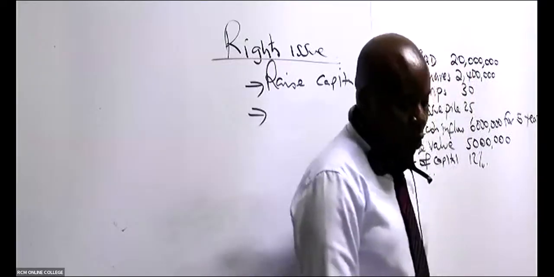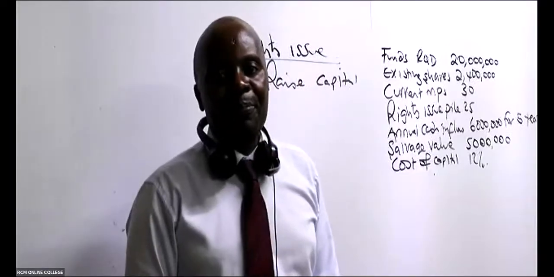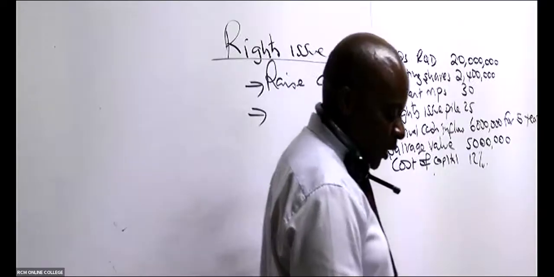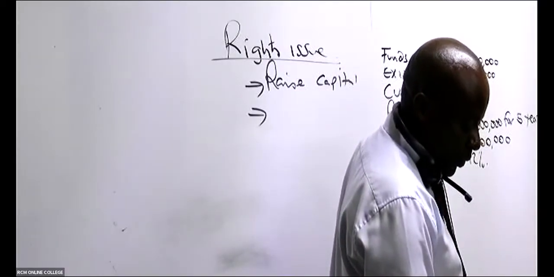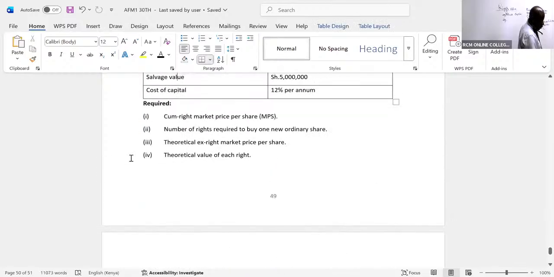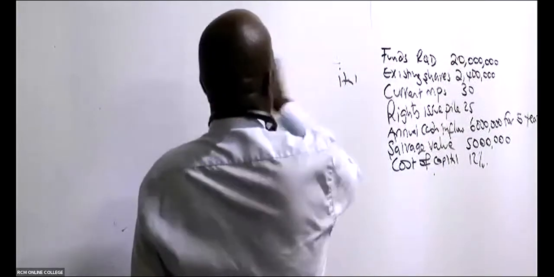So the first question that they want us to do, they want us to give them the CAM rights market price per share. Look at the first question. They want us to give them the current CAM rights market price per what? Per share. Very easy.